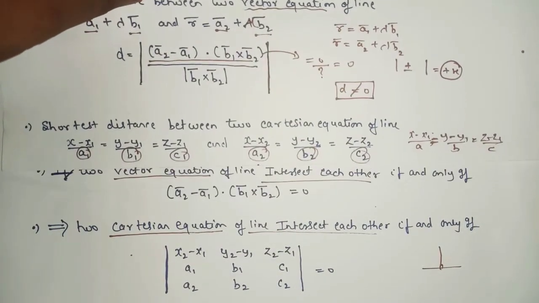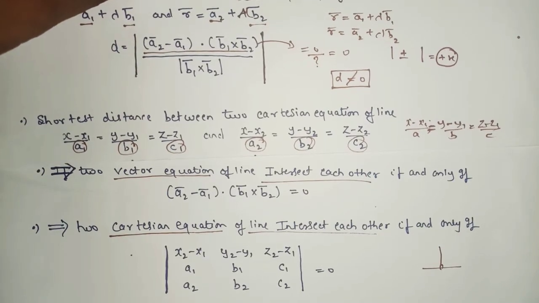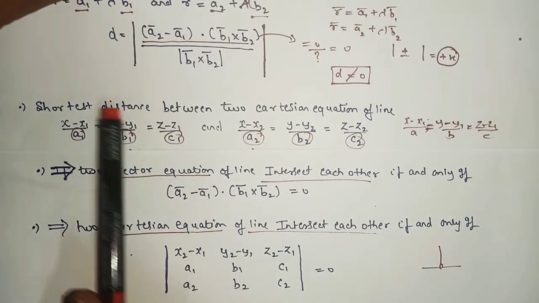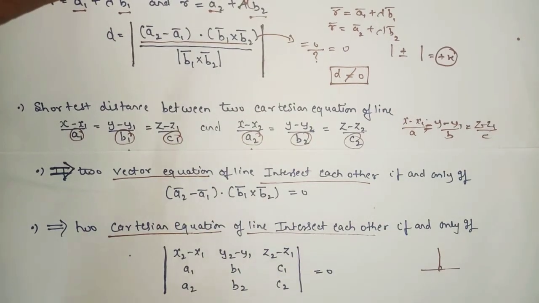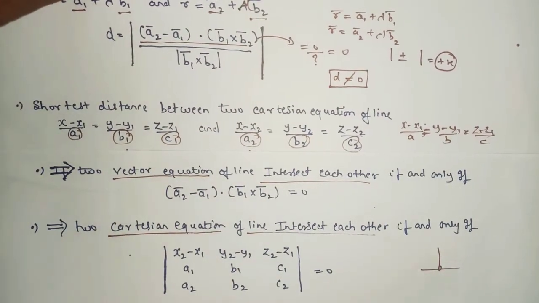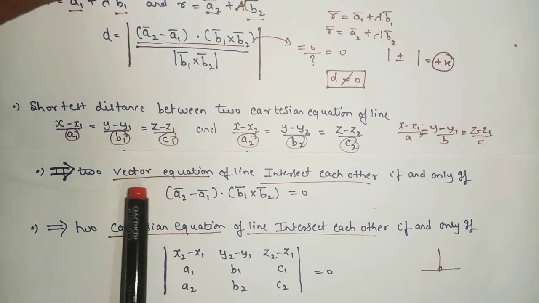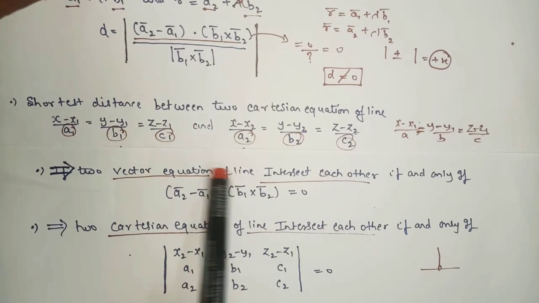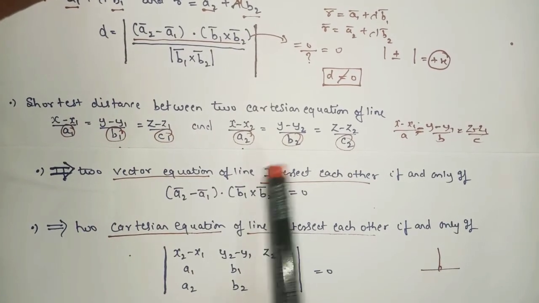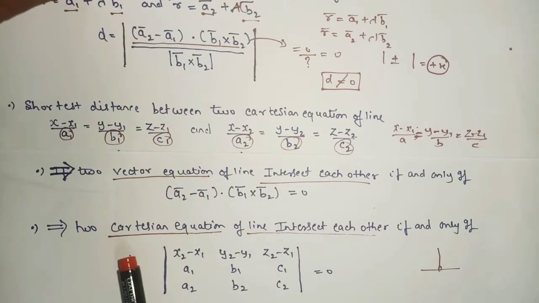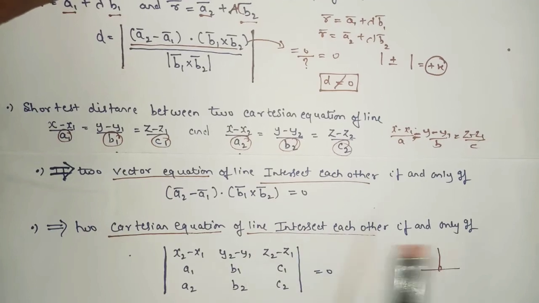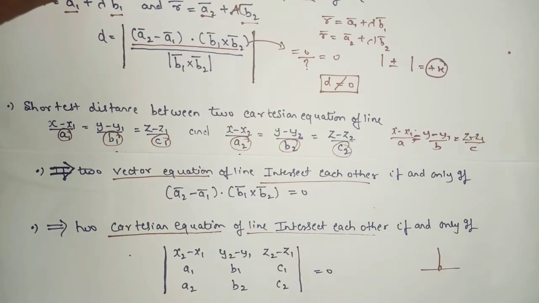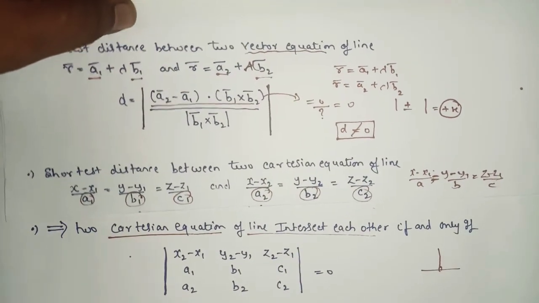So let's move on to the sum. In today's video lecture, we're gonna do one sum based on how to find the shortest distance between two Cartesian equations, as well as we'll take two more examples where we check whether the given vector equations of lines intersect or not, and we'll take one example on the Cartesian equation. We'll check whether the given equations of lines intersect or not. So let's begin with the sum.